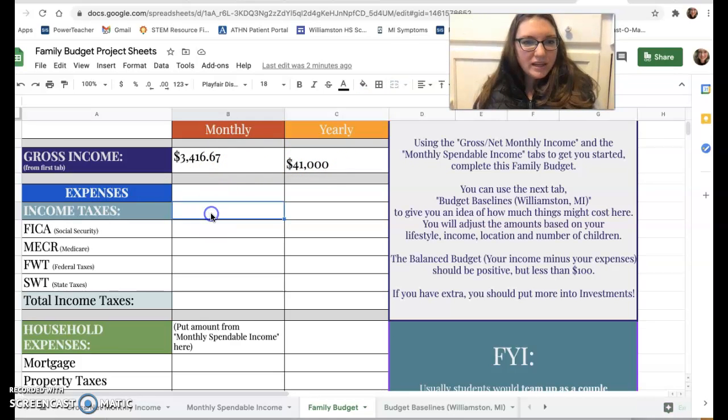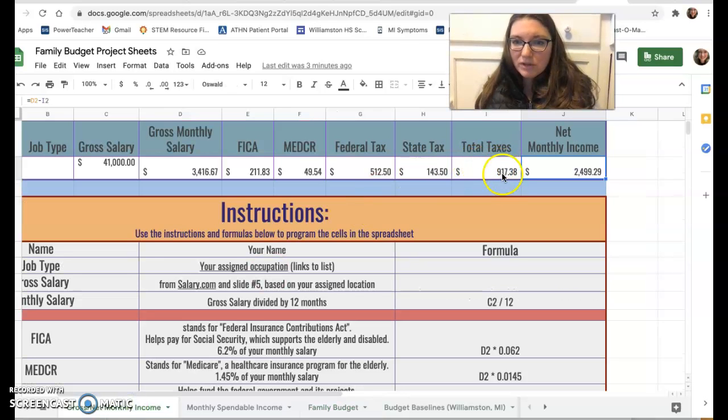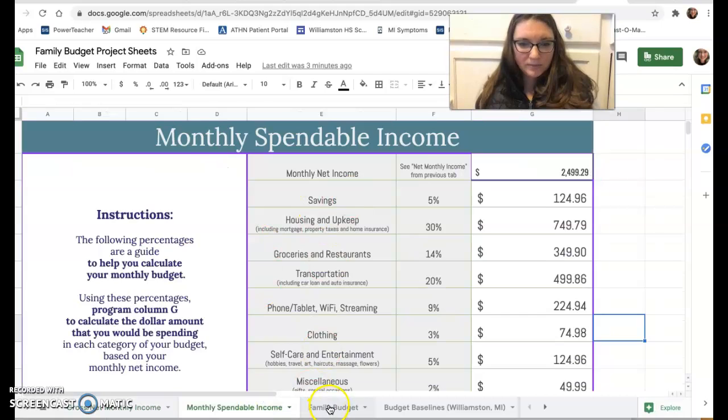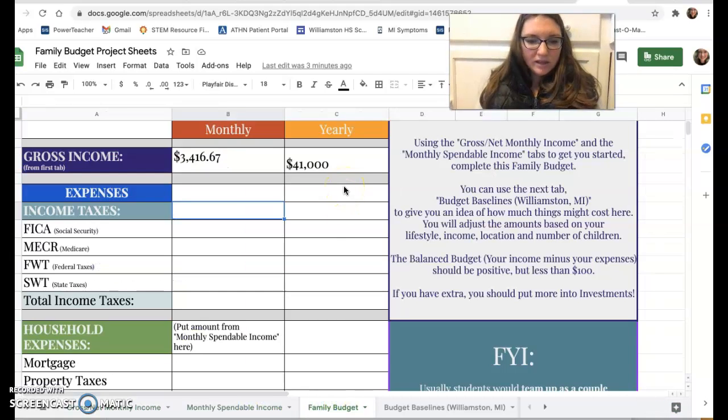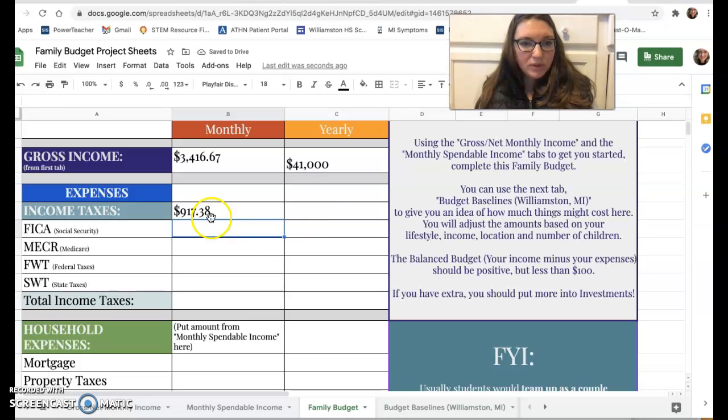Then in each one of these boxes, right next to the category, you can put how much you should be spending there. I know that for income taxes, my total amount for taxes is $917.38. Okay, and then I can input those numbers here. Pause to do that real quick.